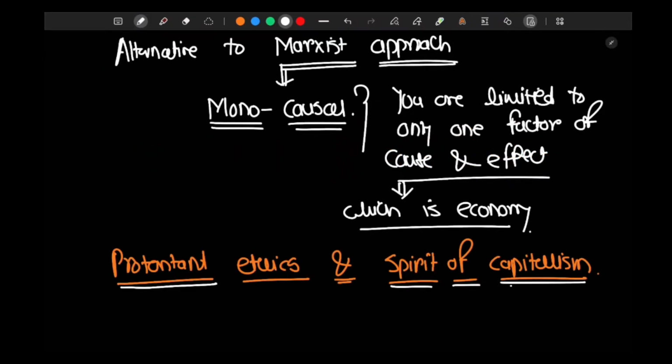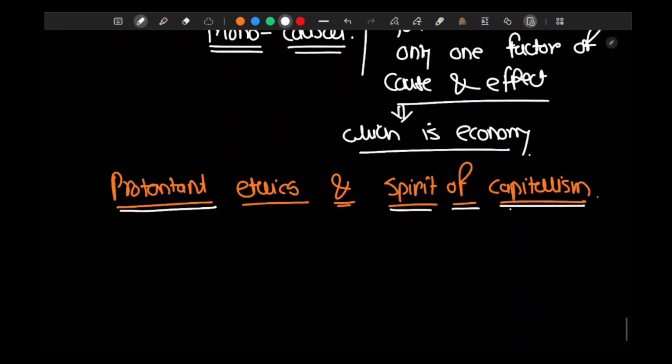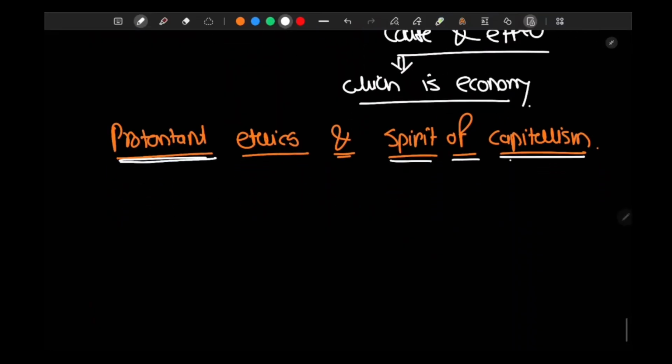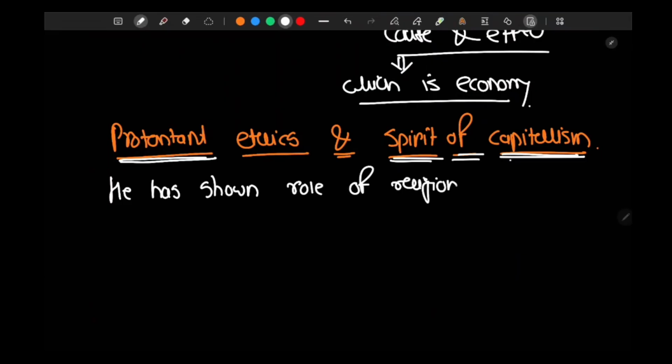Everything else, economy may not be the base. In his book, Protestant Ethics and Spirit of Capitalism, he has shown the role of religion in evolution of capitalism. How he has shown this is not really important.